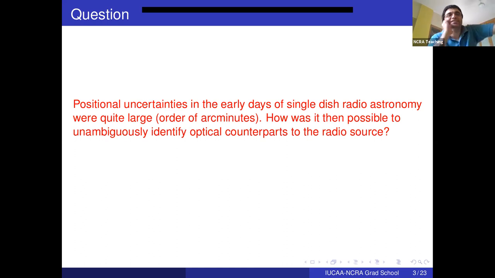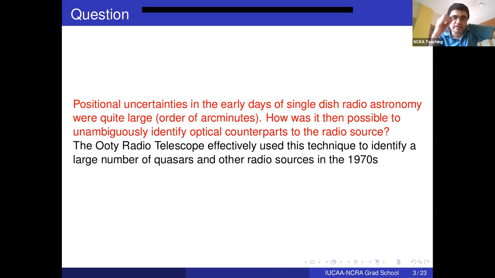So let me give you a hint. I don't think everybody's getting it. The Ooty radio telescope effectively used this technique to identify a large number of quasars and other radio sources in the 1970s. Does that help? Okay, let me give you another hint, which is don't use the properties of your telescope. Think about the properties of the sky. Is there something in the sky that you can use?